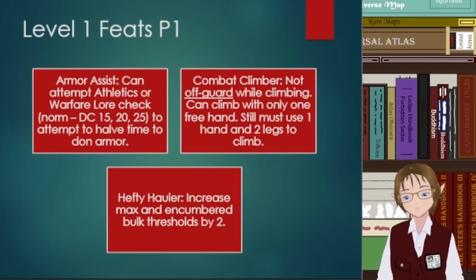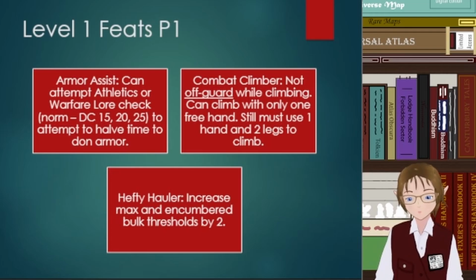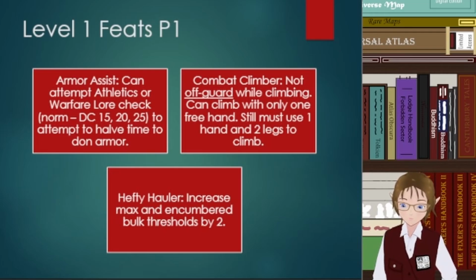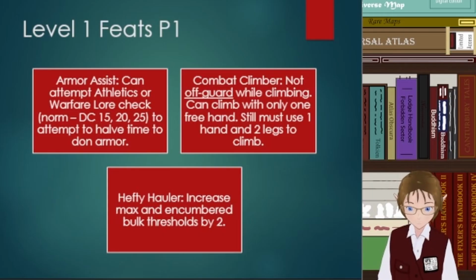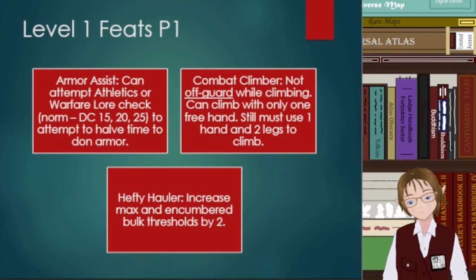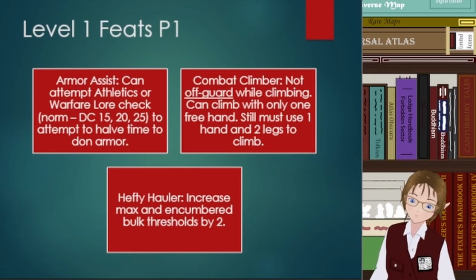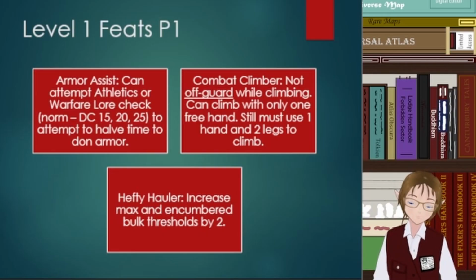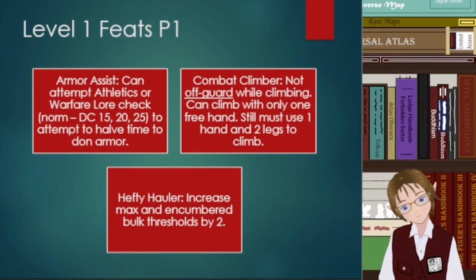The second feat is Combat Climber. It makes it so you're no longer off guard while climbing, and you only need 1 free hand to climb. So you can still hold your sword in your second hand. However, the feat explicitly mentions that you still have to have 2 legs and 1 hand free to be able to climb. Basically, you can only hold something in 1 hand. So if both of your hands are occupied, you have to put away one of your items to be able to climb.